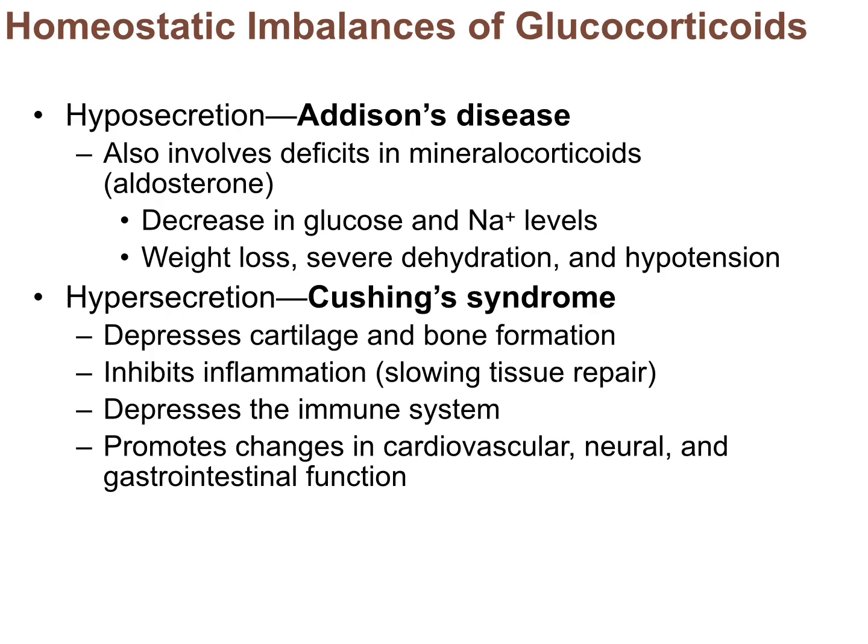Hypersecretion, you've got Cushing's disease, very similar to what we saw with the chronic stress response: depressed cartilage and bone formation, slowing tissue repair because of the inhibition of inflammation, depressing immune system, cardiovascular, neural, and GI changes as well.